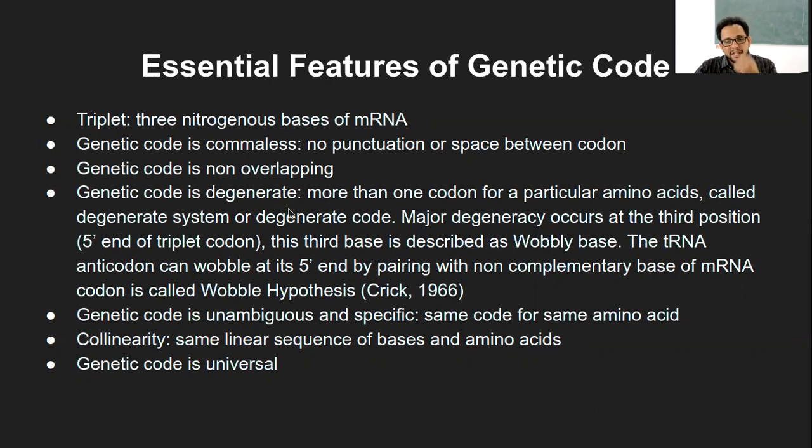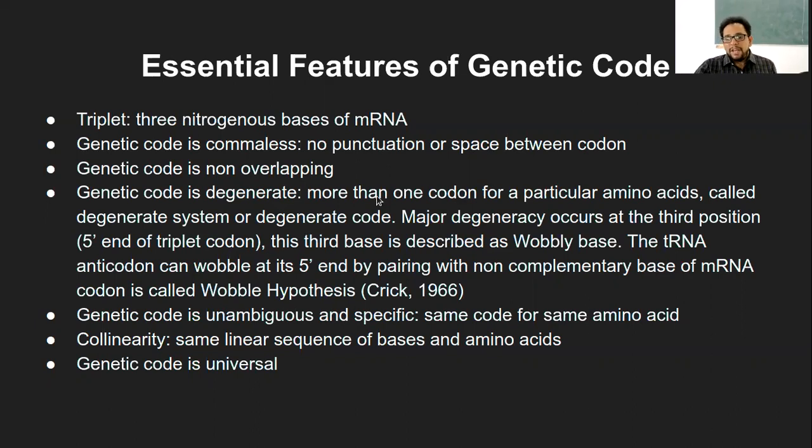Genetic code is degenerate. That means more than one codon for a particular amino acid, and that is what is called a degenerate system. That means there is only one amino acid, but there can be more than one codon for that amino acid, and that's why it is called a degenerate code or degenerate system. Now, degenerate here does not literally mean that it gets degraded or something like that, but it just means that it has more than one codon for a particular amino acid.